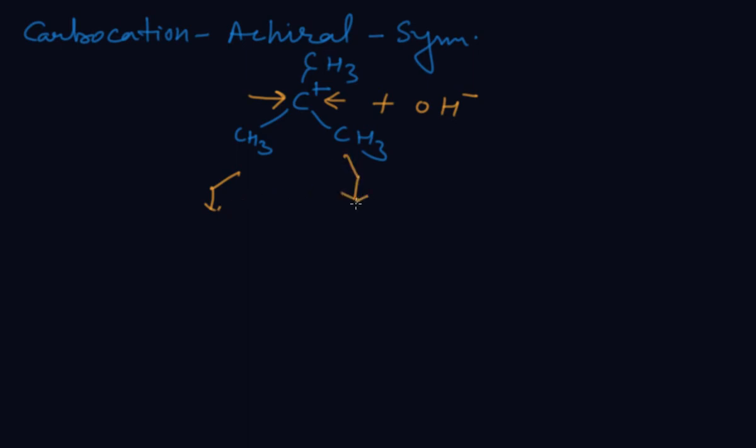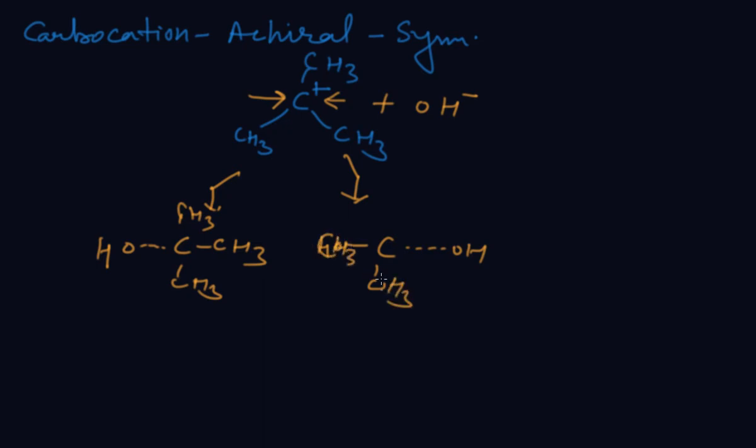My dear students, please listen carefully, do it carefully and score better marks. Definitely it will help you. This is OH from this side, and this is OH from this side. This, my dear students, is racemization. And I told you why racemization takes place: because the carbocation formed is achiral. There is symmetry. Now you are watching, OH can attack from both sides.